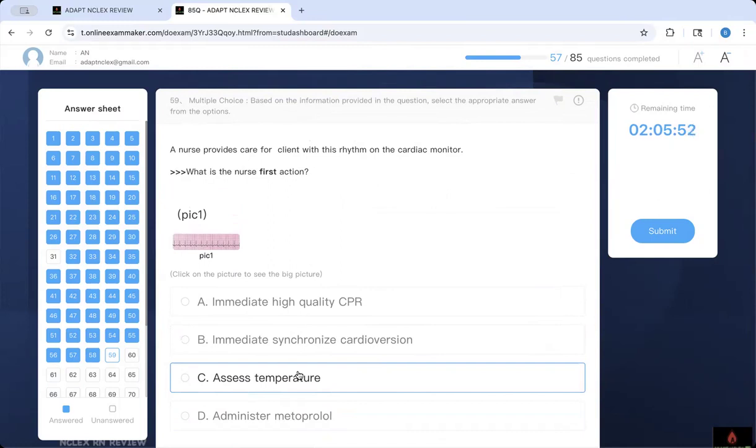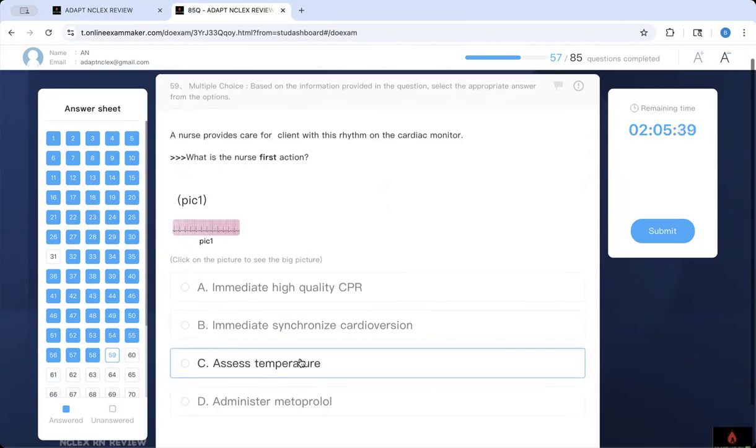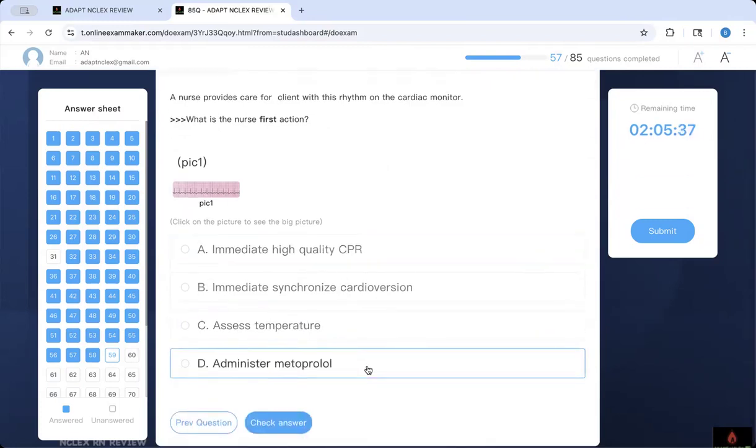And next, provide care for a client with this rhythm on the cardiac monitor. What kind of rhythm? What is the next first action? What would you do when you identify this rhythm? First, will you provide immediate high quality CPR? Would you perform synchronized cardioversion? Will you assess for temperature? Will you administer methylprednisolone? What do you think?